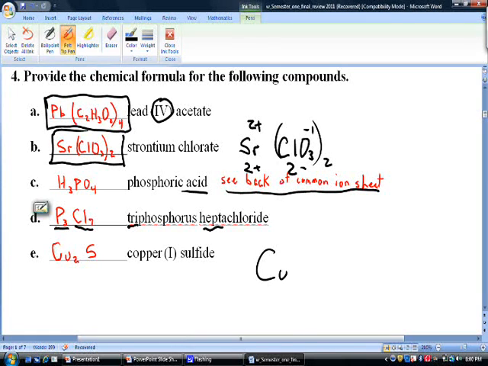Copper 1 sulfide. Remember, that Roman numeral just tells us the charge. It doesn't tell us how many of anything there is. And the sulfide, you know, is 2-. So if I'm going to make these charges add up to 0, I have to have 2+ and 2-. So how do I get 2+? I have 2 of these, 2 coppers.